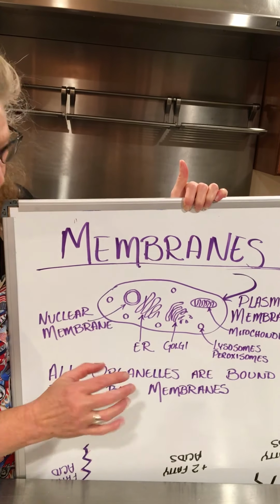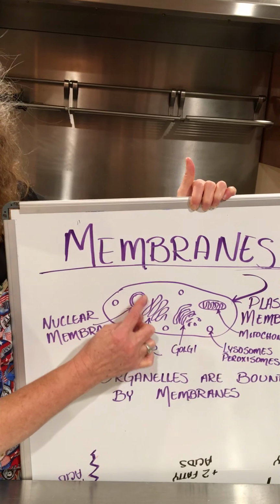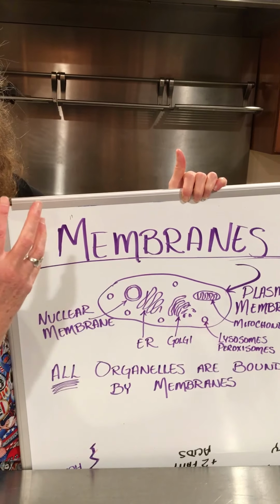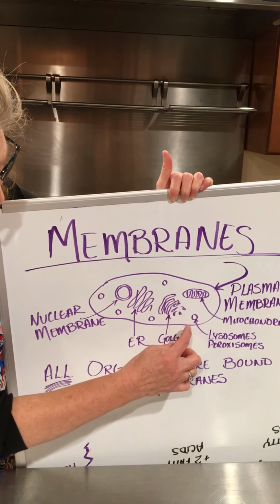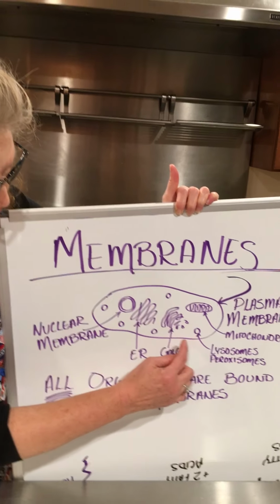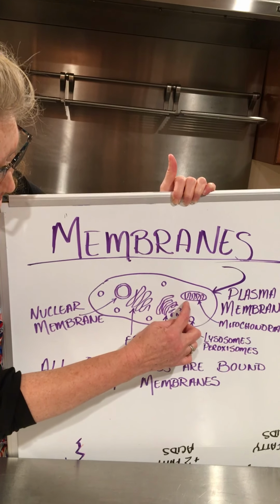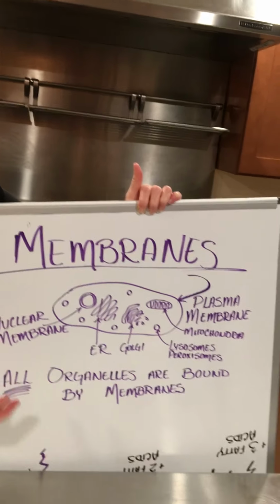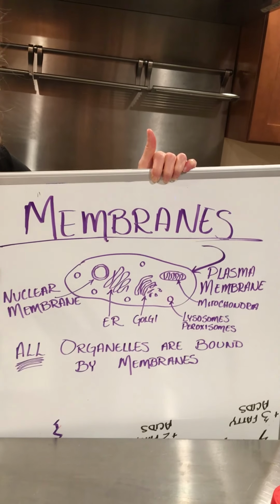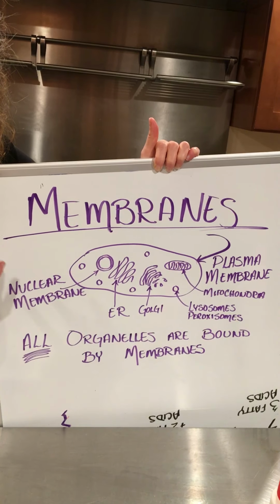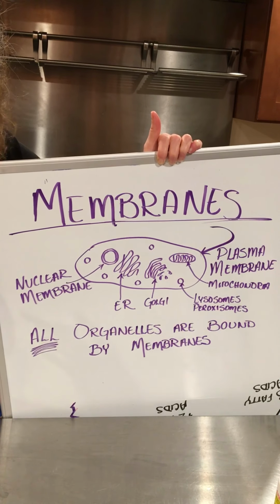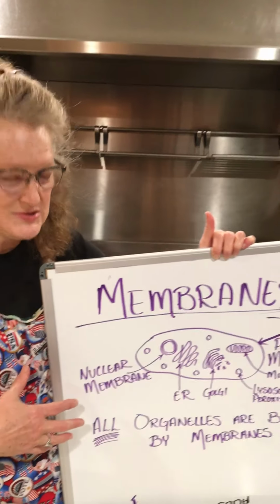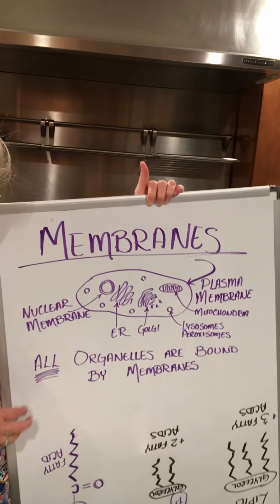Membranes are everywhere. There's a nuclear membrane. The Golgi apparatus and the ER are membranes. All of the lysosomes and the peroxisomes are membranes. The mitochondria is a double membrane, and so is the chloroplast. I just want you to understand that membranes are everywhere. It's not just that thing around the outside of the cell. The cell is a labyrinth of membranes. So that's the first thing.